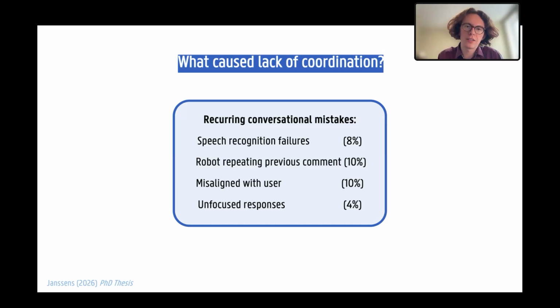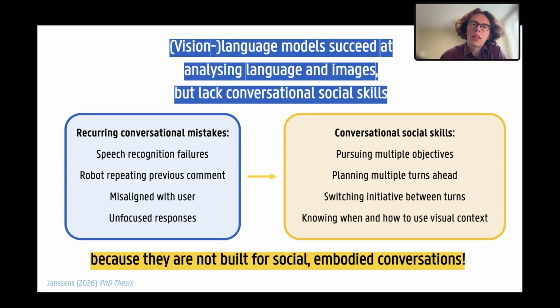But what we also saw is that sometimes the robot and the user were not well aligned on, for example, what question to talk about or whose turn it is to move the conversation forward. And also sometimes the responses of the robot were really not focused. The robot would at the same time mention something that it saw, respond to what the user just said, and already start talking about the next question, which is just too much. And it was actually these two last mistakes that significantly correlated with how well coordinated people found the conversation to be.